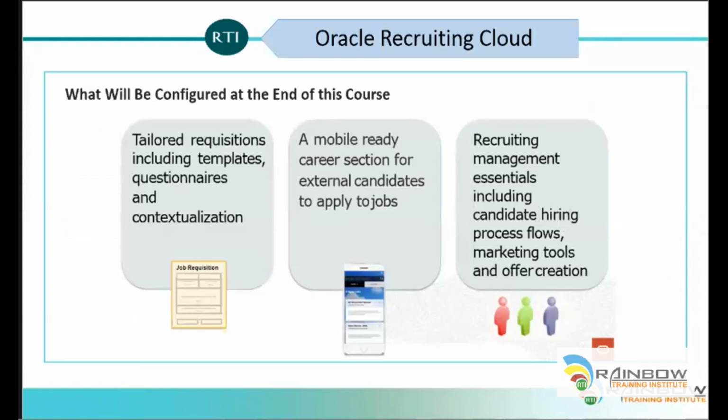What will be configured at the end of this course? At the end of the course, you will be configuring the three main building blocks of a recruitment system. You will understand how to create requisitions which can be tailored to your organization's process and structures, a mobile-ready career section to advertise posted jobs to external candidates and receive applications, and a powerful recruitment management tool on the backend to walk candidates through the hiring process along with marketing tools and offer communications.